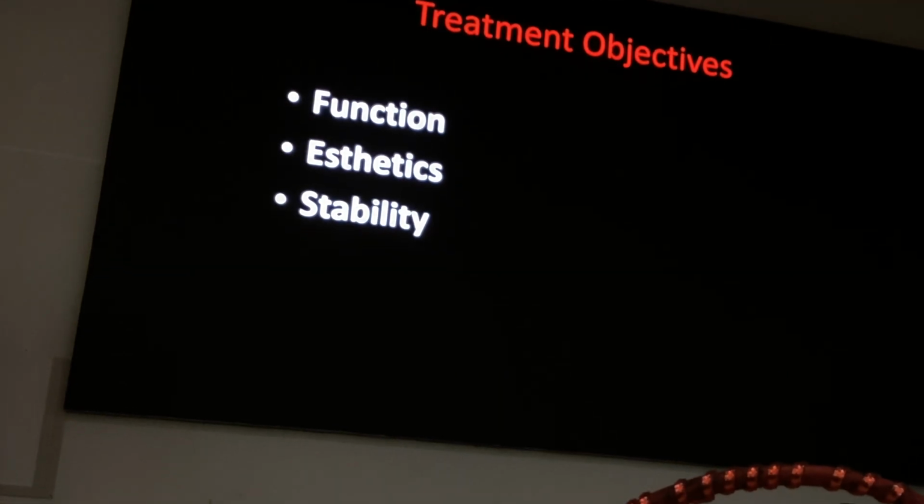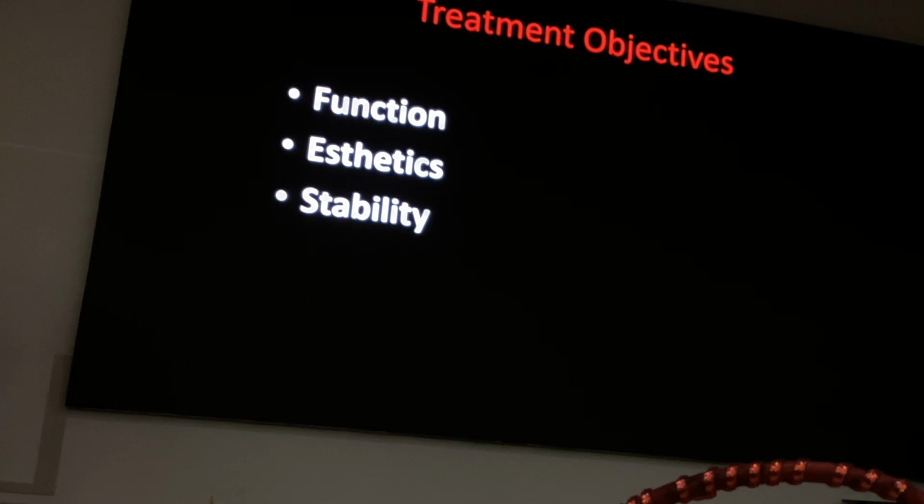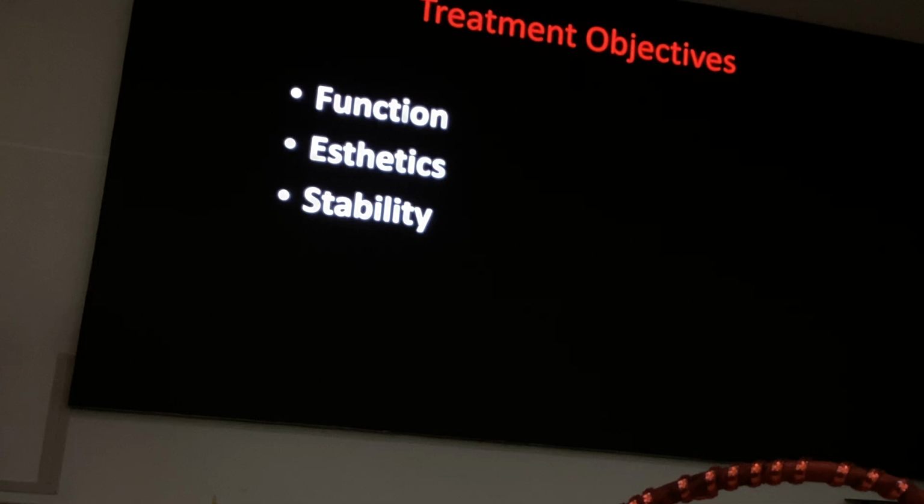Even if you don't know all these things, a few years into practice, you will learn all of this. So don't worry about it. What we are worried about is that your exams are coming, so you should know the basic theory regarding the treatment plan. Basically, the objectives are function, aesthetics, and of course, stability of the results that you get.